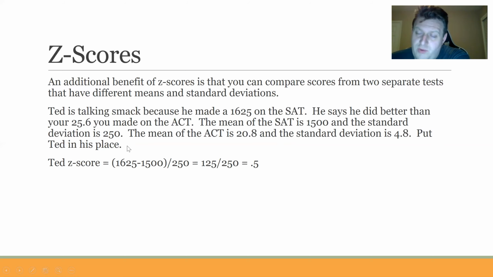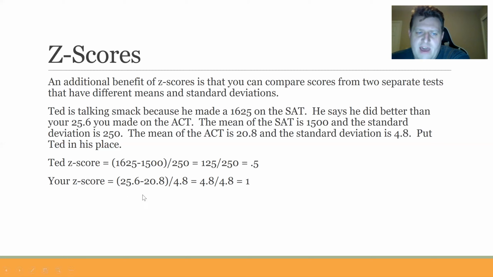Sometimes I might try to trick you and give you the variance. So be mindful of this. If you've got the variance, you can use it. You just have to convert it to a standard deviation first. So we have 125 divided by 250, and this is going to give us 0.5. So Ted's z-score is 0.5, which is admirable. It's above the mean.